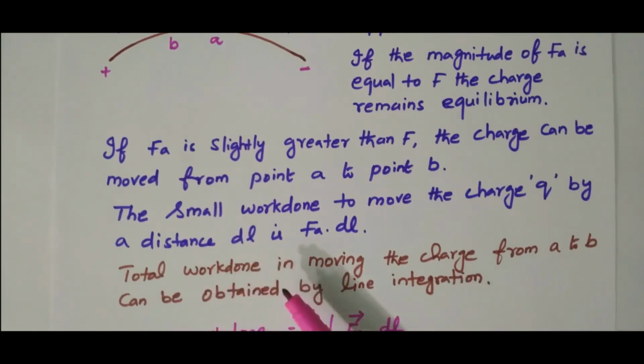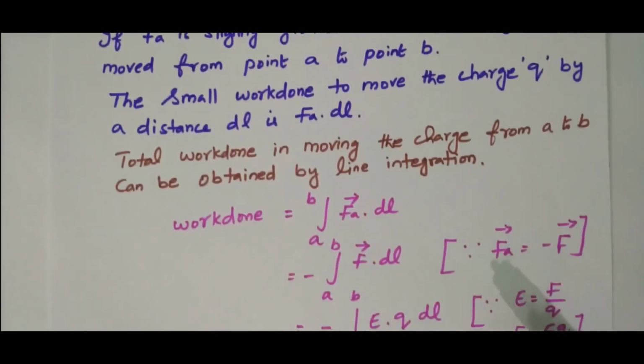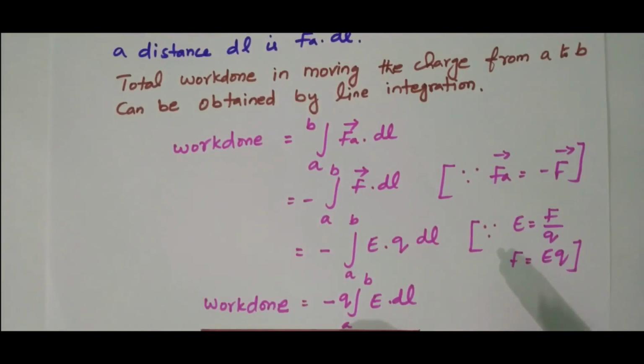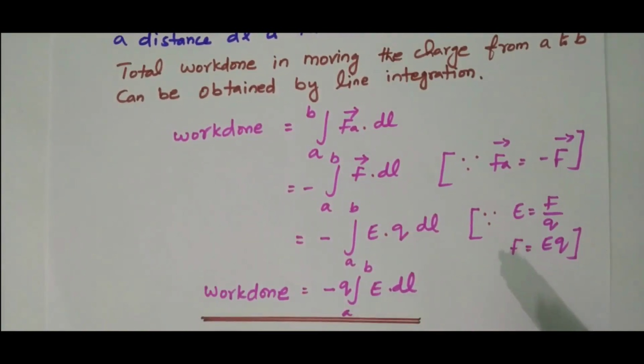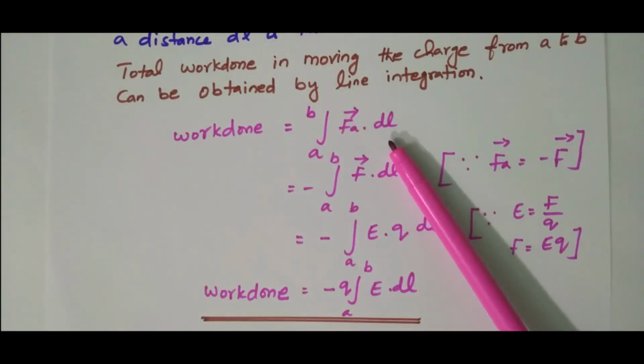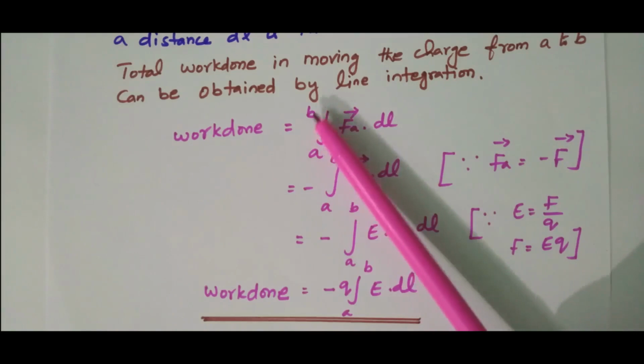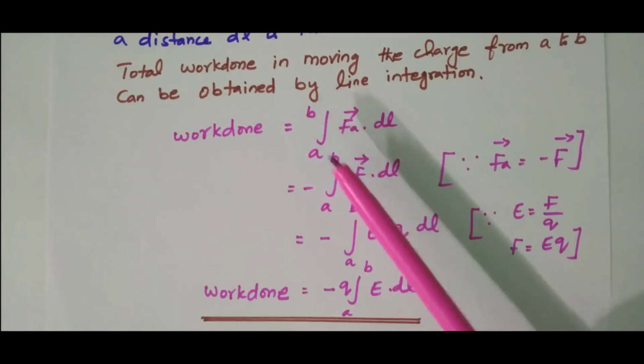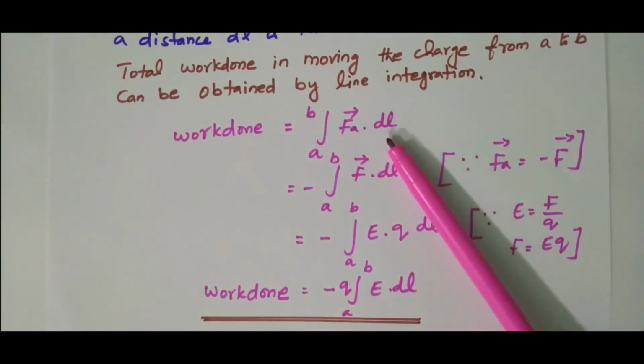So the total work done in moving a charge from A to B can be obtained by line integration. This is due to only a small length. The total work done can be obtained by integrating on both sides. We will get the total work done. So work done equals integral A to B Fa dot dl. A to B are the two points. In between A and B only the charge is moving. This is the applied force into dl.